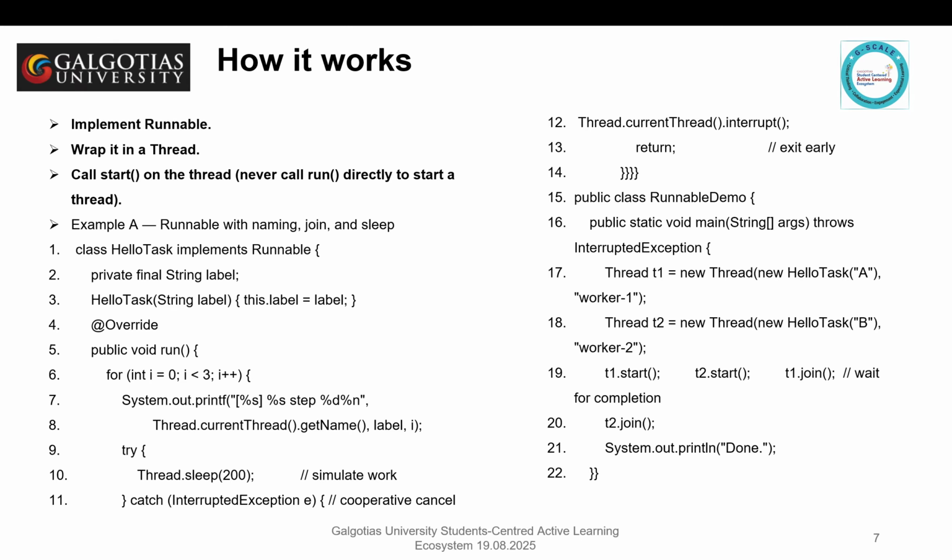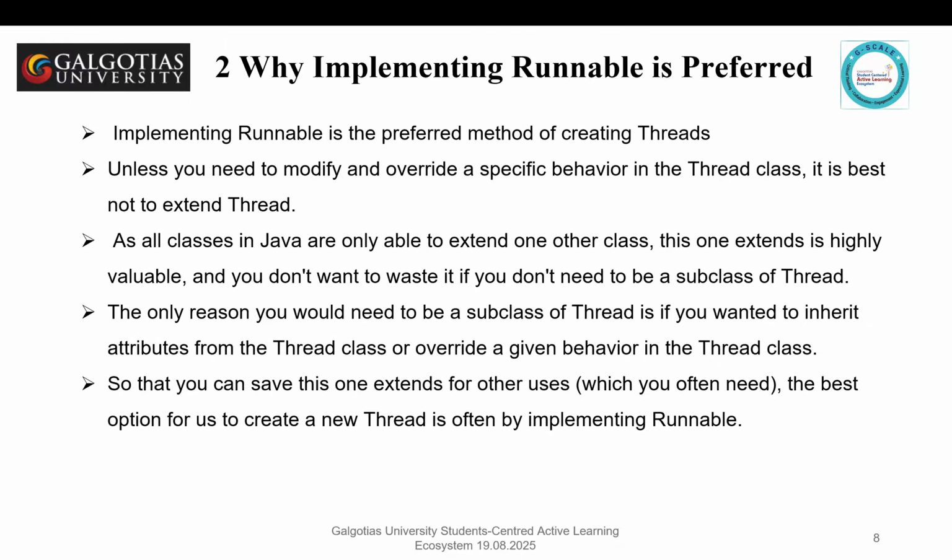In this example, we have a class HelloTask that implements Runnable. The run method contains a loop that prints the current thread name, a label, and a step count. We use Thread.sleep to simulate some work. If the thread is interrupted, we handle it gracefully and exit early. In the main method, we create two threads, assign them names, start both threads, and use join to wait for their completion. Finally, we print done after both threads finish.